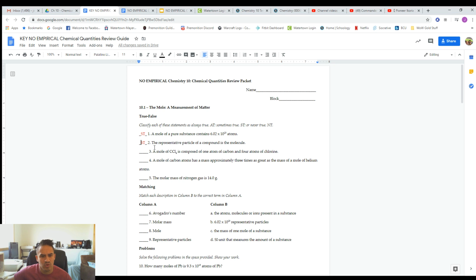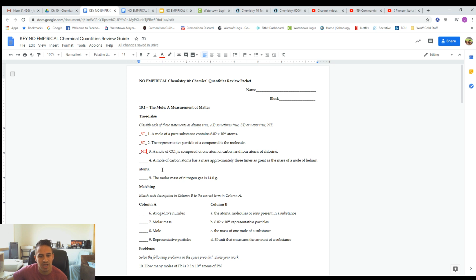So, number 3, a mole of CCl4 is composed of 1 atom of carbon and 4 atoms of chlorine. Well, remember that a mole is not the same thing as a molecule, right? A mole is a set number of things. So if you had 1 mole of this material, that would be this many molecules of that thing, and there'd be a lot more than 1 atom of carbon and 4 atoms of chlorine. So this is never true. This maybe is thinking like a molecule of CCl4, but remember that a mole is not short for a molecule. It's a whole different thing, so that's not true.